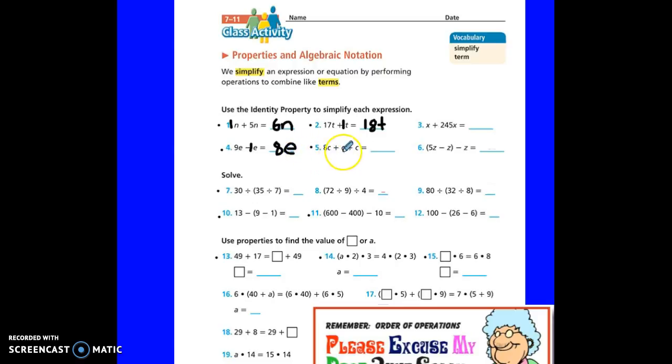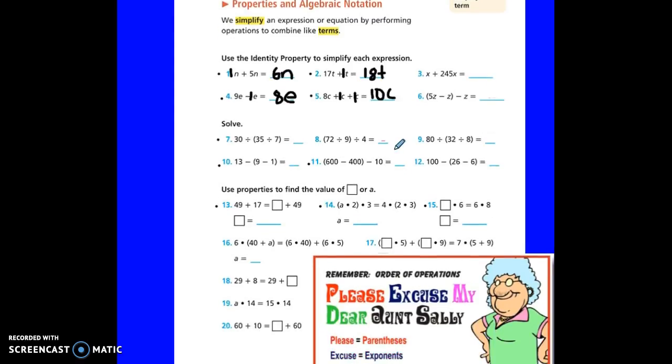All right, now how about this one? It has 3 of them in there. Can we still do it? Yeah, again, pretend that these are all 1s right in front of these. So it's saying 8c plus 1c plus 1c. So I say 8 plus 1 is 9, plus 1 more is 10, so it's 10c. Great job. So that's how we can simplify equations.